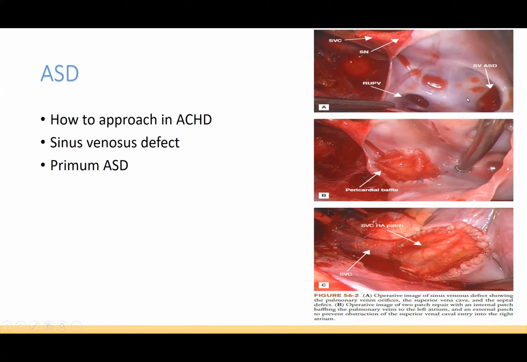Maybe I can explore here in the picture. So we can see here the ASD, and here the right pulmonary vein, and here is the SVC. The IVC will be down here. And here we can see the pericardial patch, the closure of the ASD. Here the SVC right atrium patch along the right atrium, and here is the SVC.